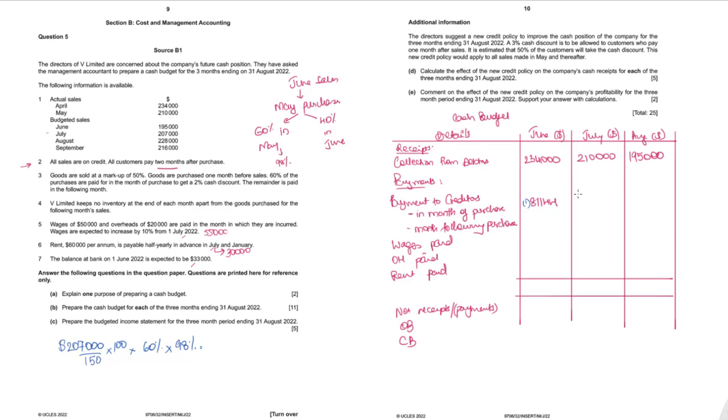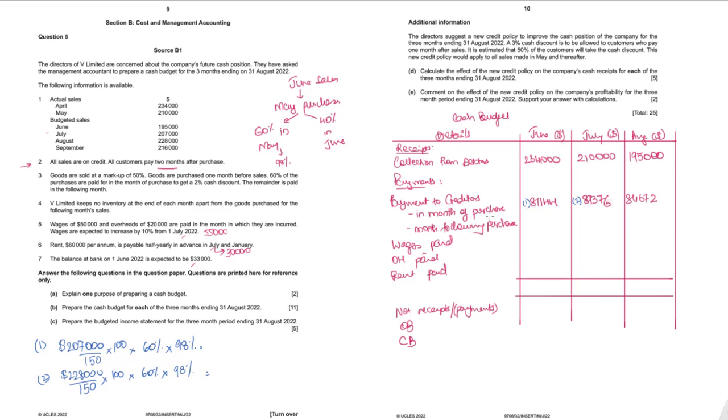So for July, it is going to be August sales 228,000. Remove the profit element to get the cost. 60%, 98%. So 89,376. And the same thing if you do for September sales, you will get the payment in the month of purchase for August, which is 84,672.